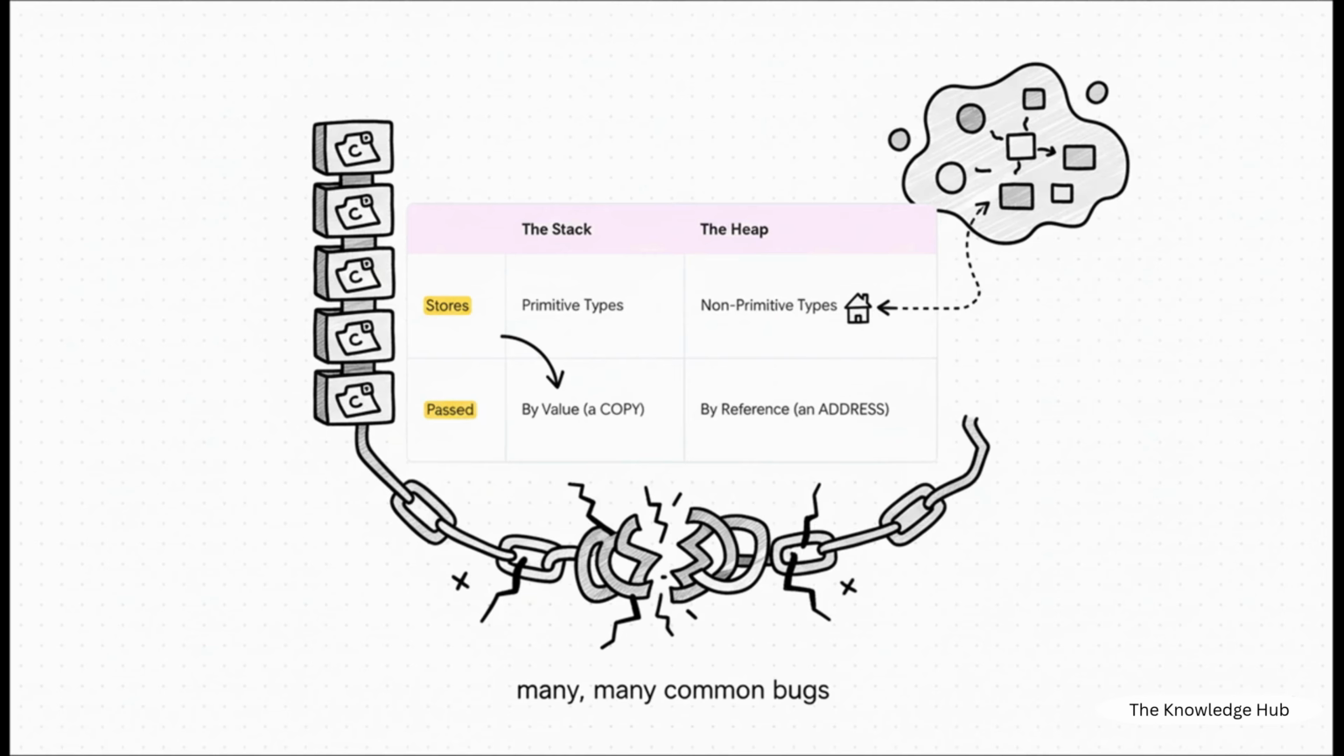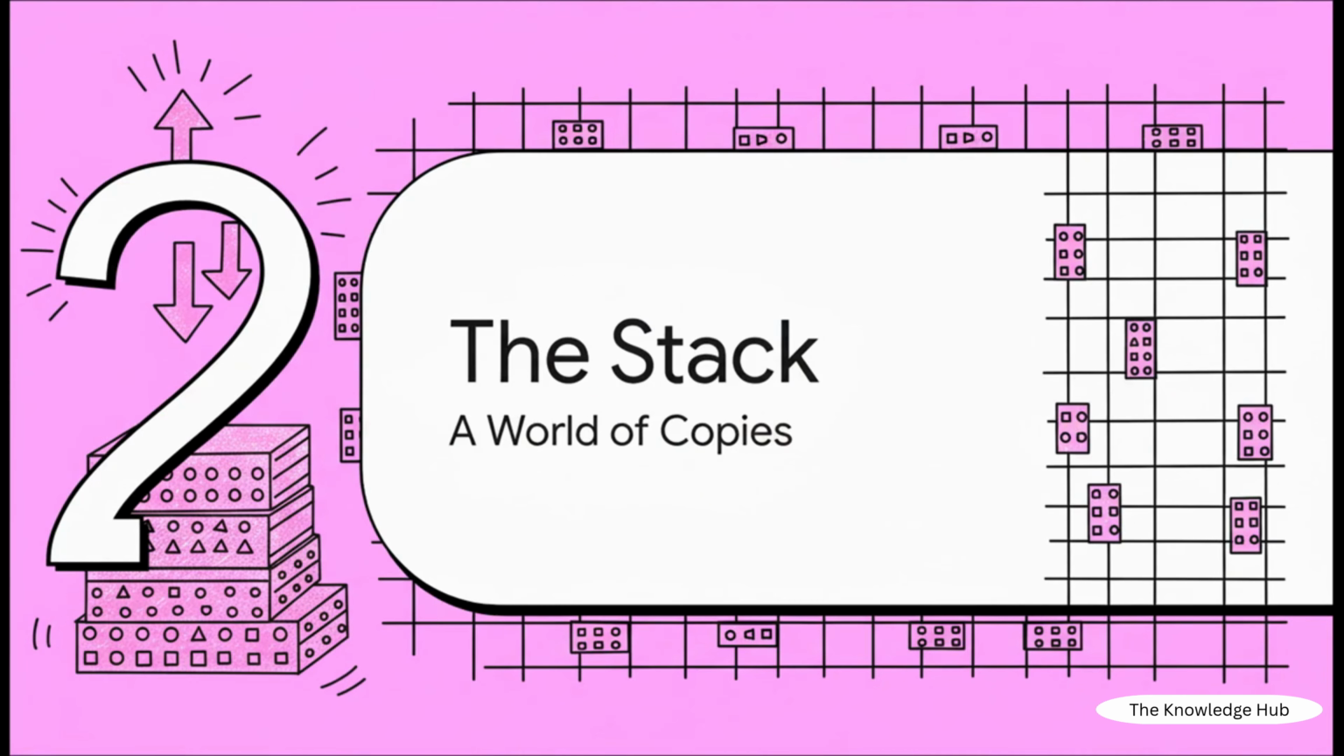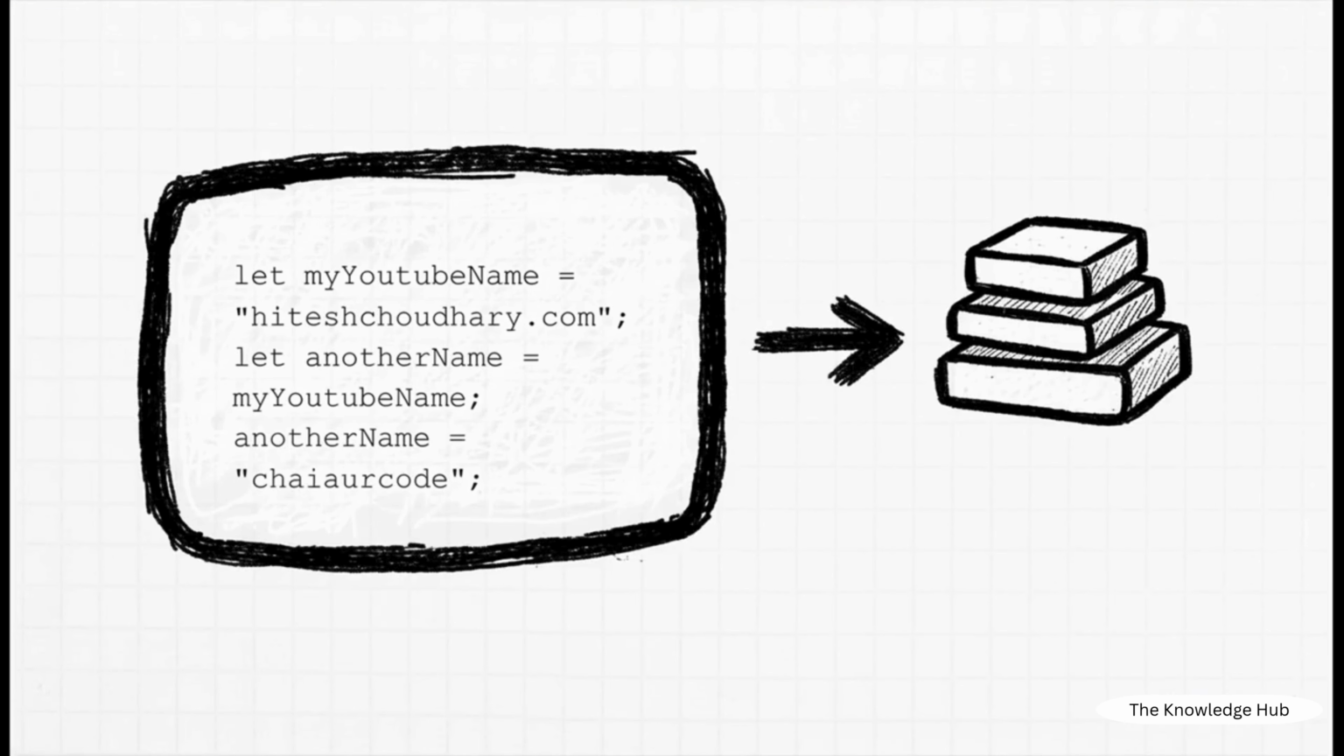The stack gives you a fresh copy of your data. The heap gives you a reference, basically an address, pointing to the original data. This one little difference is the root cause of so many bugs. All right, let's start with our first stop, the very orderly, very predictable world of the stack. This is home base for all of JavaScript's primitive data types. Let's use this little piece of code as our guide. It's super simple. We're just creating a variable, making a second variable from the first one, and then changing the second one. Let's see exactly how the stack handles this.